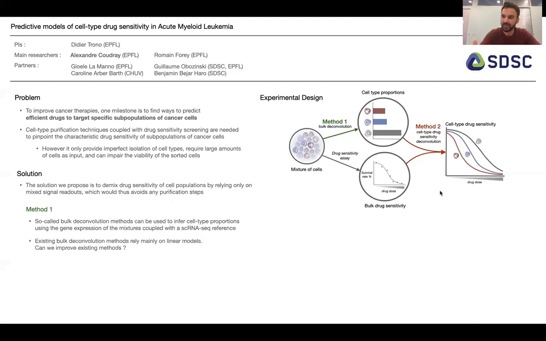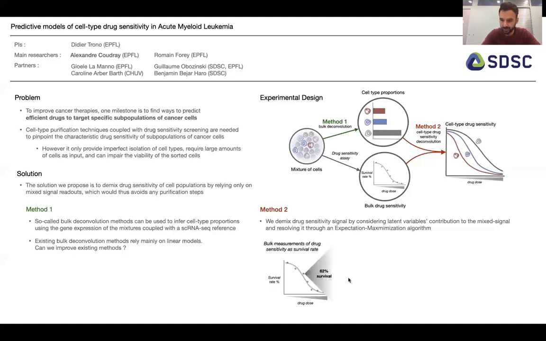Actually, the main novelty we bring is the second method, which allows us to integrate cell type proportion previously inferred with drug sensitivity signal from the mixtures and to deconvolve drug sensitivity at cell type resolution. This is done by considering latent variables contribution to the mixed signal, and we resolve it through an expectation maximization algorithm that we were able to derive thanks to the contribution of the SDSC data scientists involved.